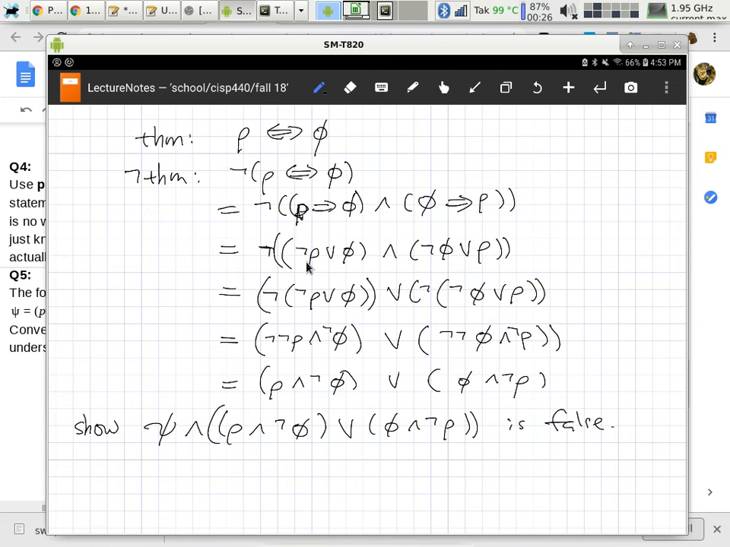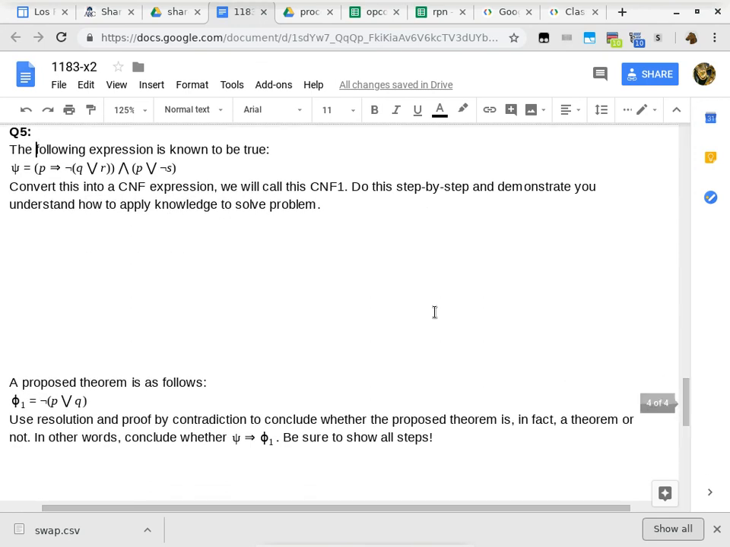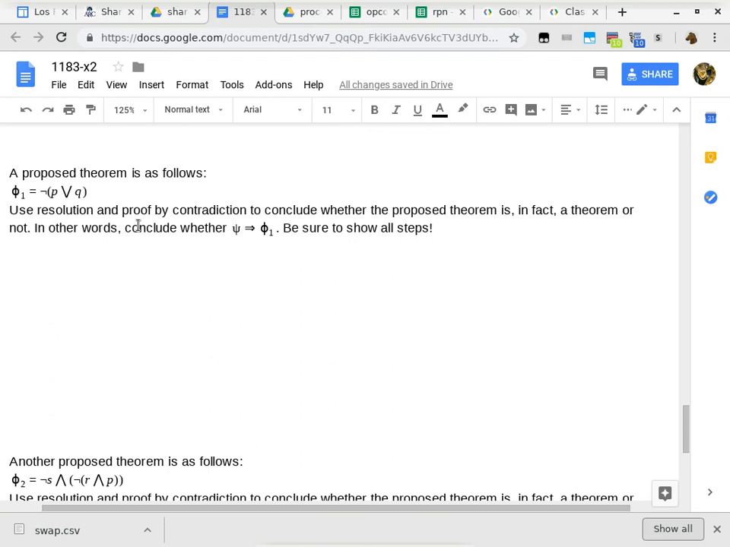Okay, do you guys want to see an example of something that has this particular format? Okay. Let me see what question 5 is, before I talk about that one. Oh, question 5 is easy. Question 5 is a CNF question. So question number 5 definitely wants to convert this expression into a CNF. And then the proposed theorem is down here. There are two proposed theorems. So one is this one, and one is this one here, and you have to use resolution to prove both of those. So question number 5 is fairly mechanical.